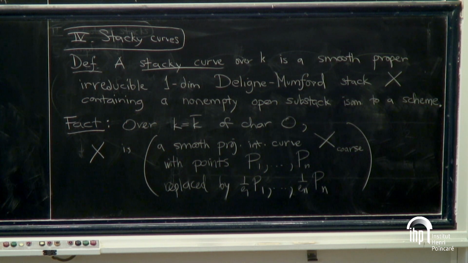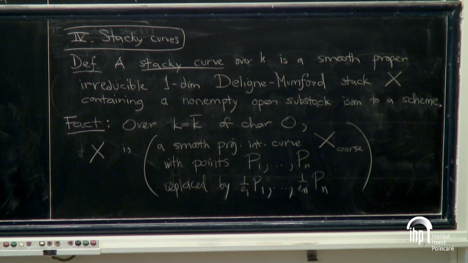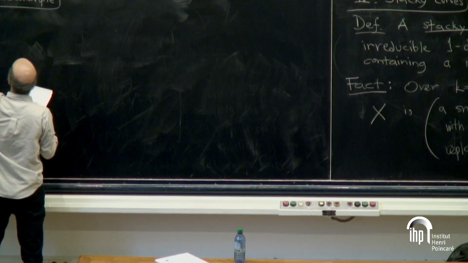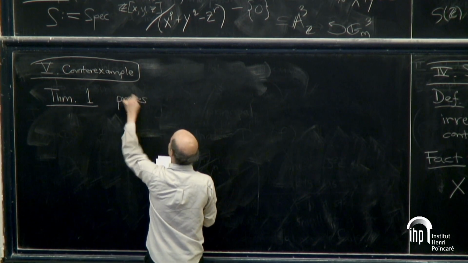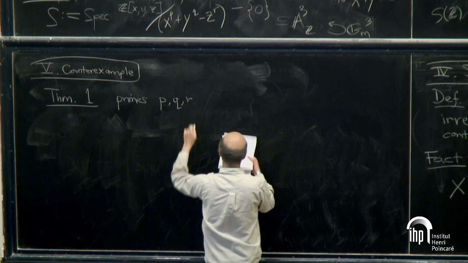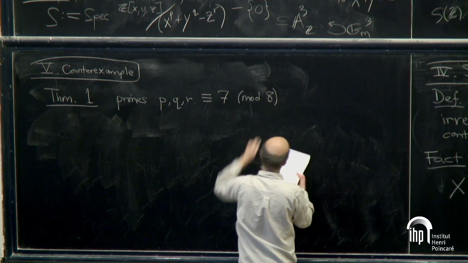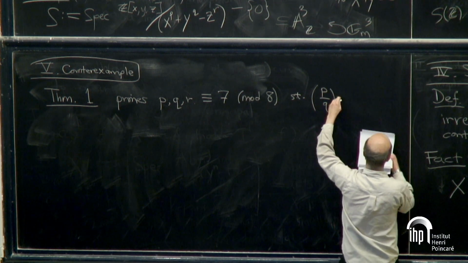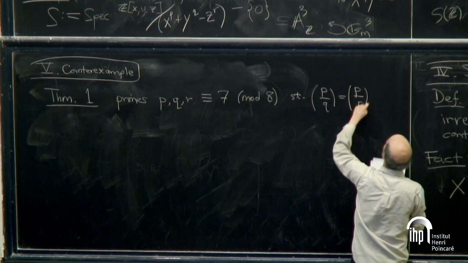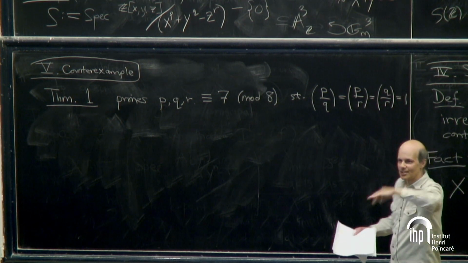Okay, so now I'm going to start talking about the new results. I'm going to explain later why this is the minimal example. Now things are going to get quite explicit. I'm going to have primes P, Q, and R that are congruent to 7 mod 8, and satisfying some conditions: these Legendre symbols should all be 1. And I guess you know what that means about the Legendre symbols if I turn them upside down.